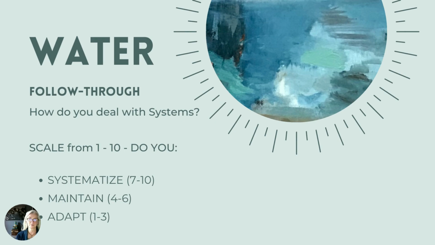Water represents systems, how things flow. Water is the cups in the tarot deck. It's about relationships and connections from one thing to another. Do you just go with the flow and adapt to what is around you? Or do you need a specific system in order to work? Or do you maintain what has already been created?